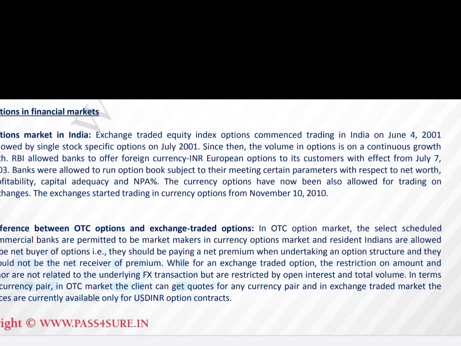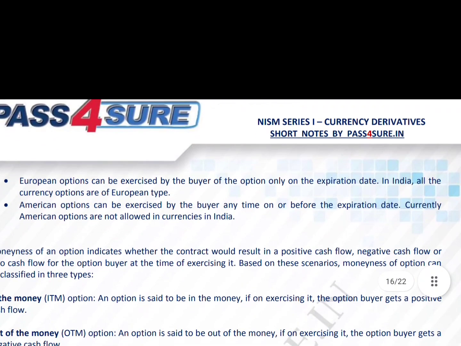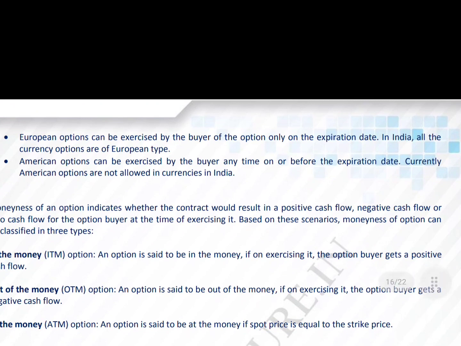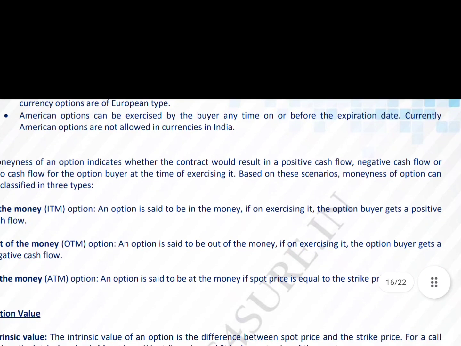Okay, this is OTC and exchange traded options. Now European and American options. Which option is allowed in India? European option would be the answer. A European option can be exercised by the buyer of the option only on the expiration day. American can be exercised at the owner's preference. Currently American options are not allowed in currencies in India. So the answer would be European.